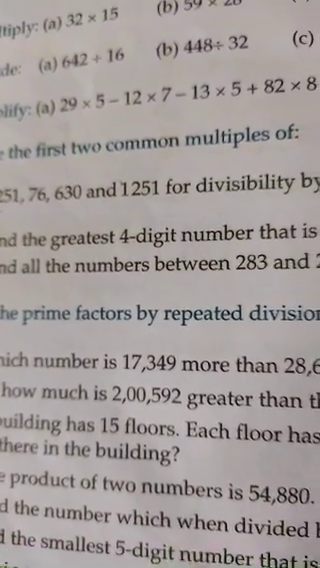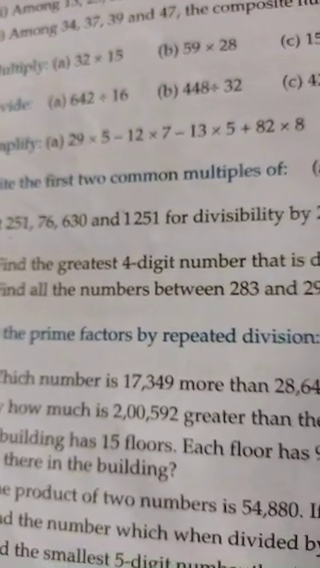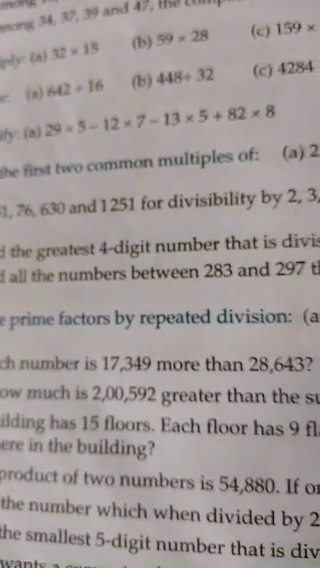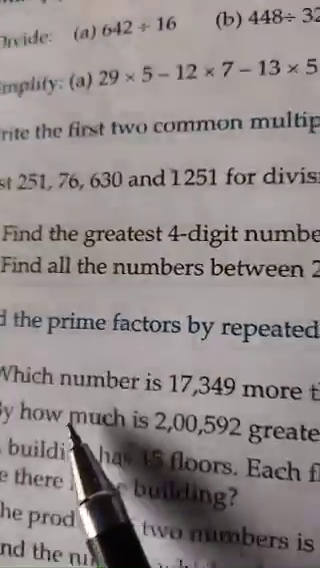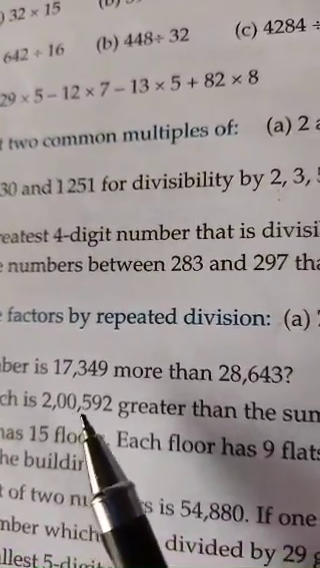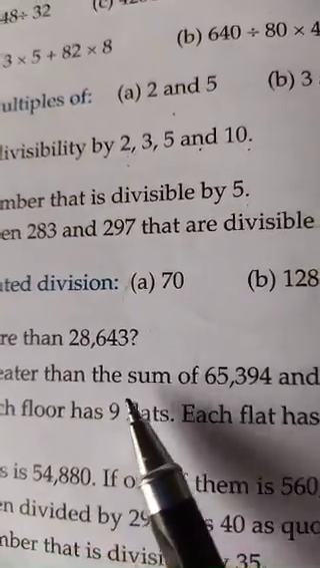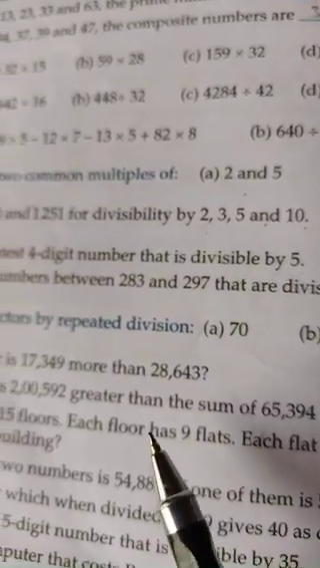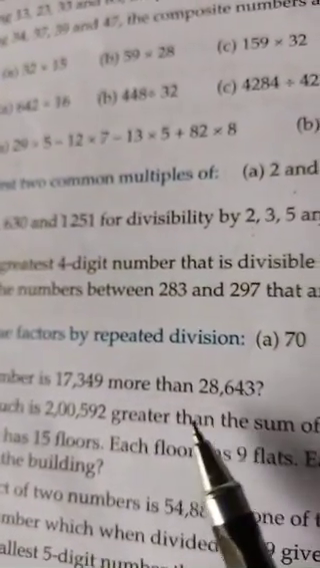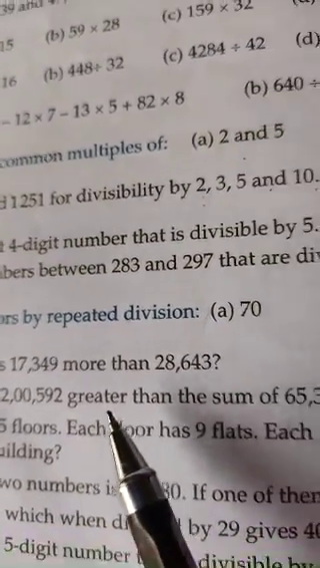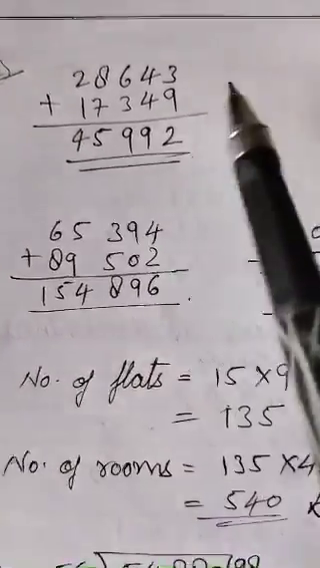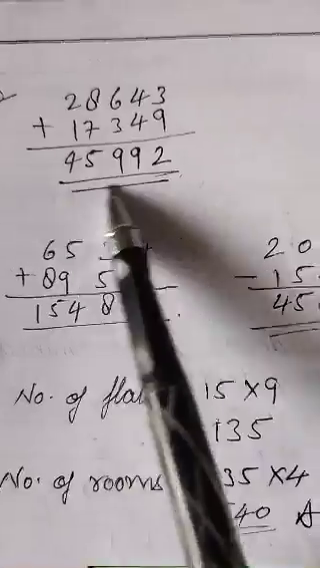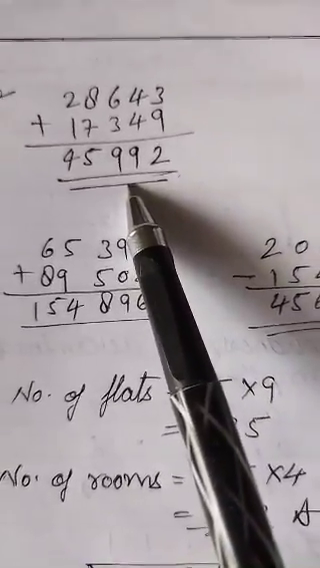Class 5th. Today we are going to start from exercise first day question number 17. So the first question is 17th A. Which number is this much more than this much? In this question, we have to add both the numbers and we will get our answer. See, in this way we will add both the numbers and we will get our answer.